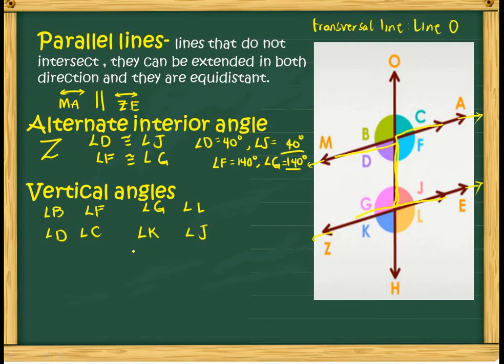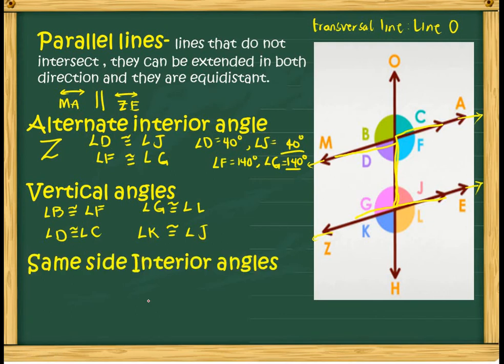And vertical angles are congruent. So again, pag sinabi natin congruent, parehas sila ng sukat. Si angle B ay parehas ng sukat ng kay angle F. Si angle D ay parehas ng sukat kay angle C. Si angle G parehas ng sukat kay angle L. At si angle K ay parehas ng sukat kay angle J.